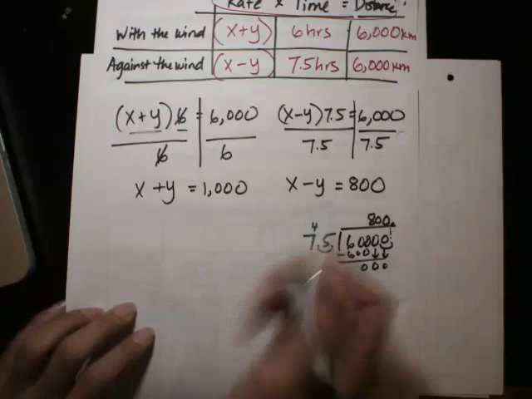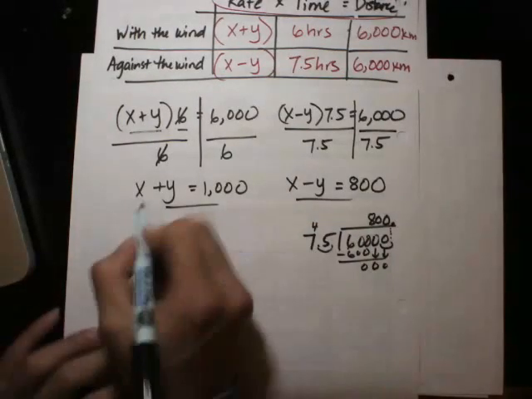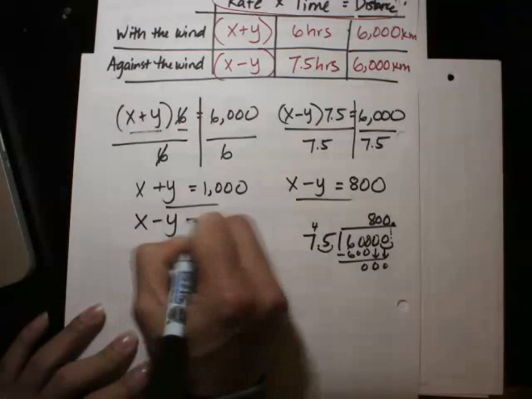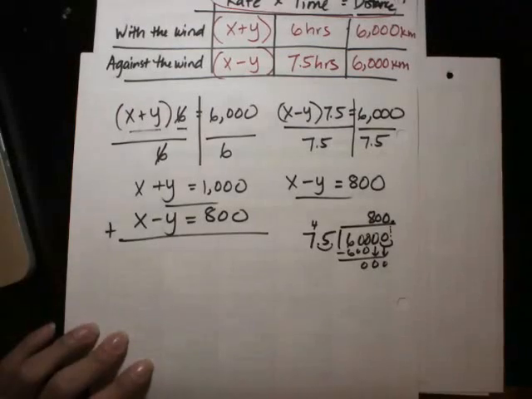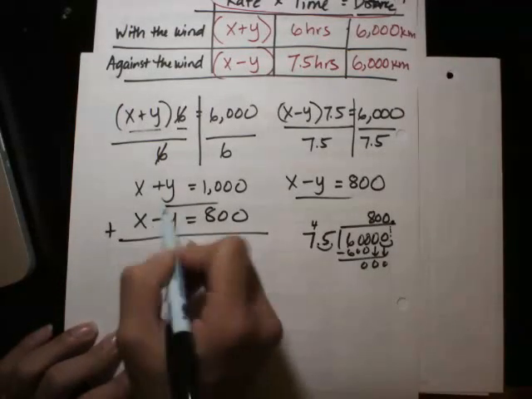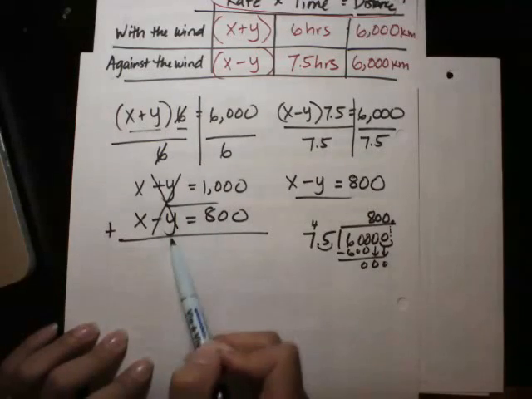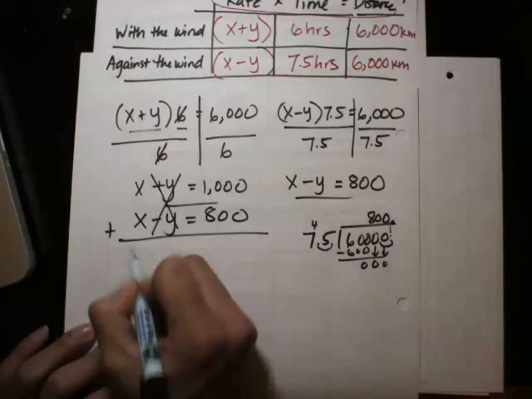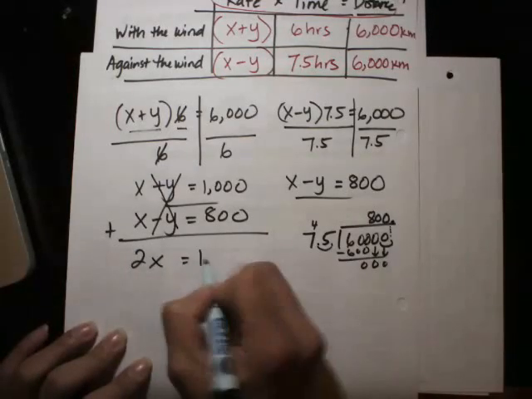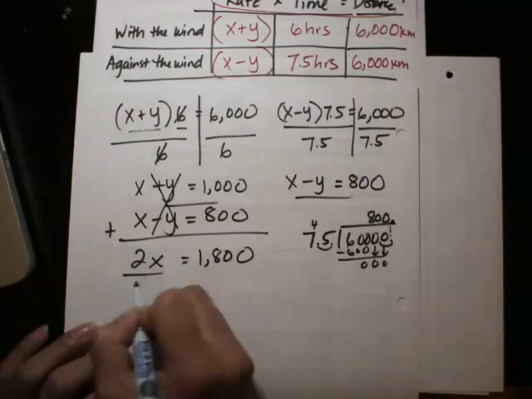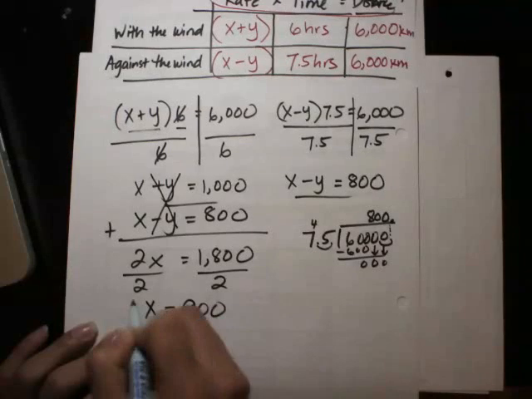Take a look now at our two equations. These are a lot more manageable, okay? And if I actually line them right up, guess what? I can use elimination with addition. Okay? If I add straight down, what happens is the y's will be eliminated because they are additive inverses. Adding the x's, I'll have two x's. 1,000 plus 800, I'll have 1,800. And dividing by 2, x will be 900.